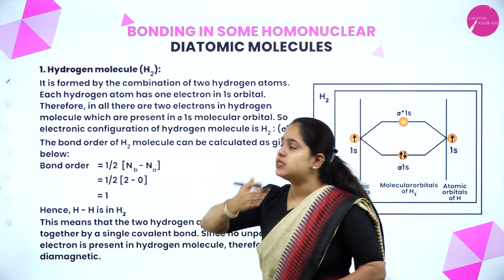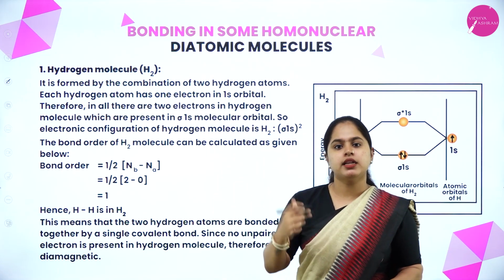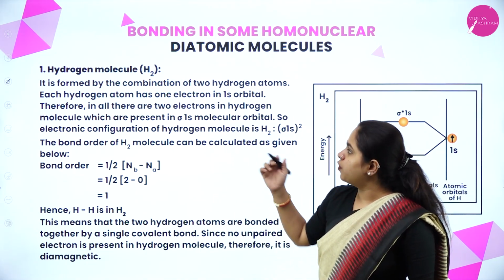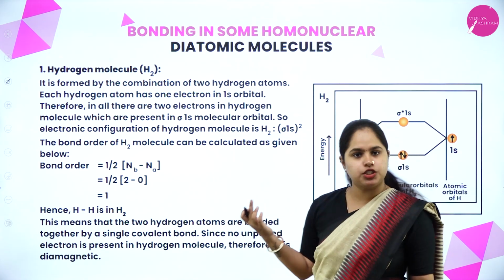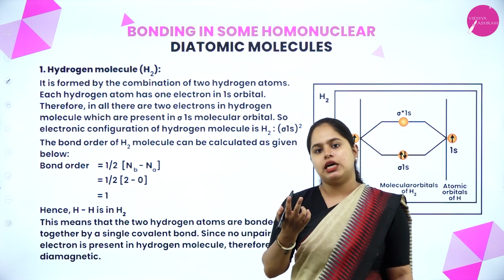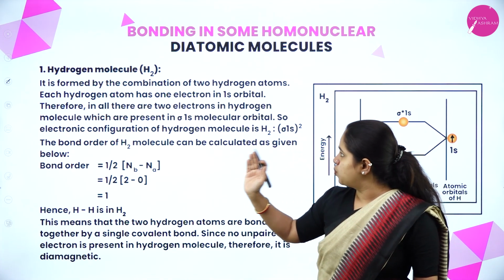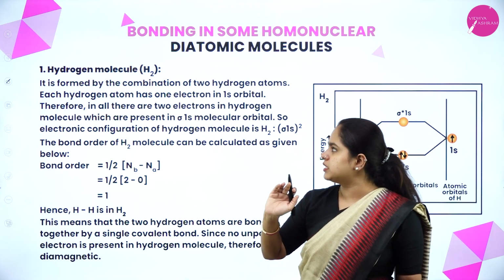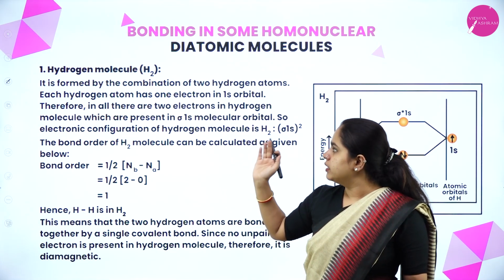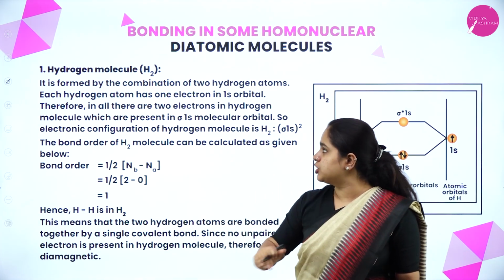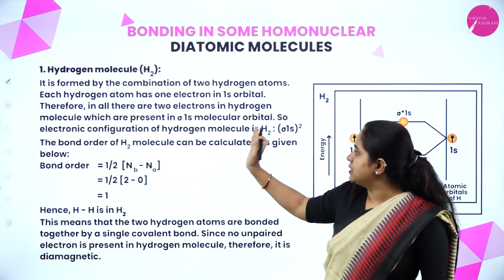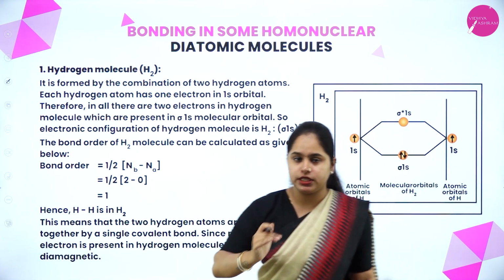So the first one is the hydrogen molecule, that is H2. Now it is formed by the combination of 2 hydrogen atoms. Right, 2 hydrogen atoms combine and form a hydrogen molecule. Each hydrogen atom has 1 electron in its 1s orbital. Therefore, in all, there are 2 electrons in the hydrogen molecule which are represented in the sigma 1s molecular orbital.